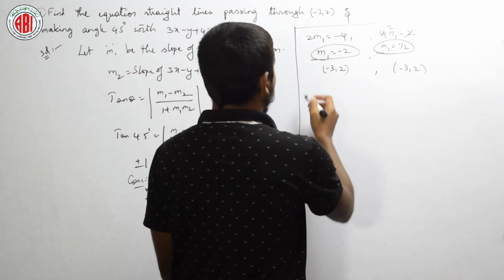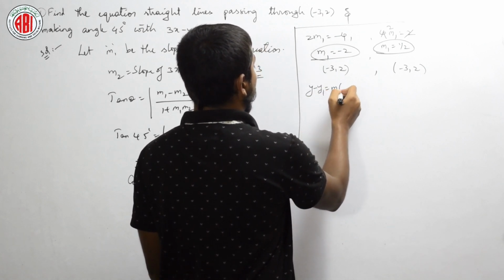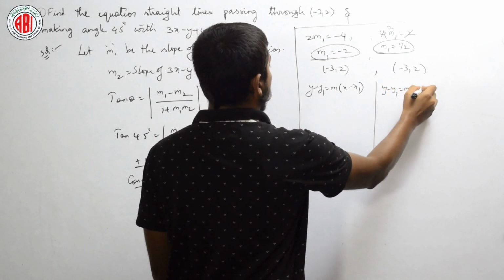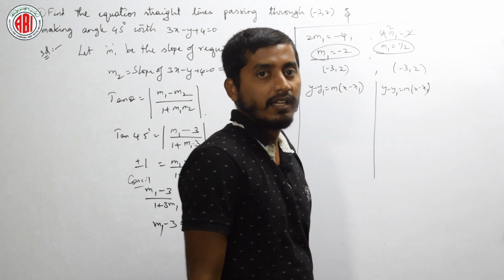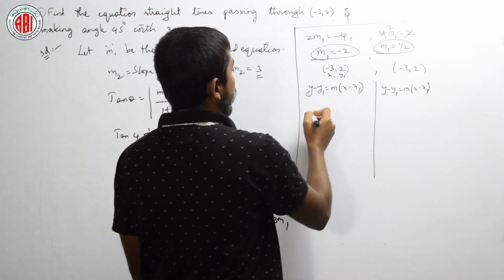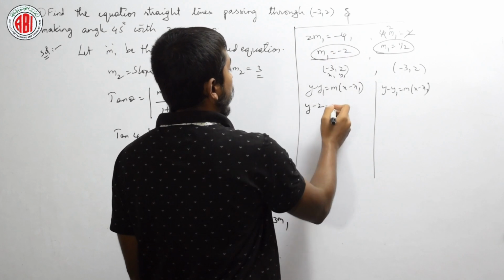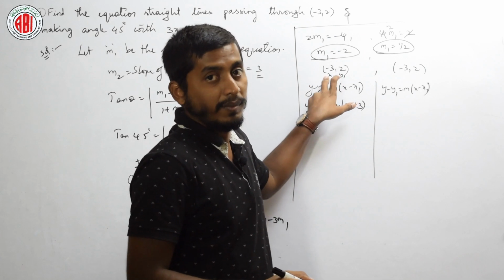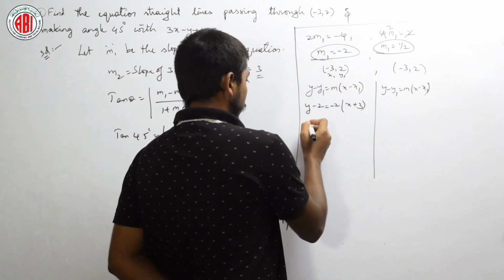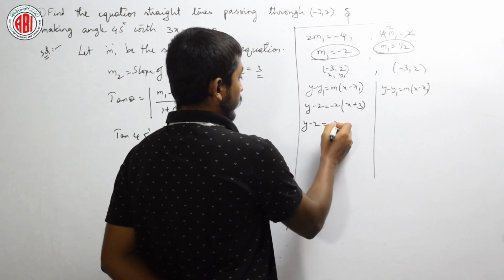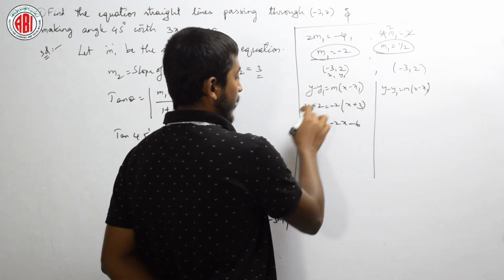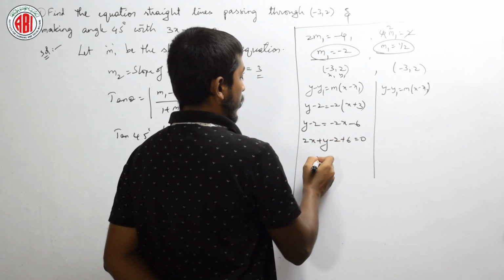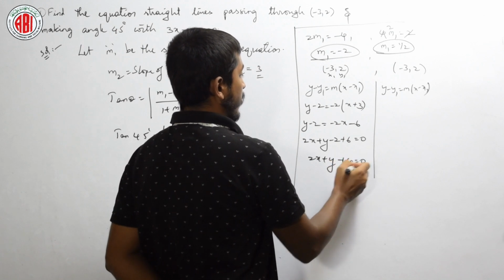Let us simplify that. y minus y1 is equal to m into x minus x1. Here also y minus y1 equals m into x minus x1. Is it clear? Let us substitute this. This is x1, this is y1. y minus 2 is equal to minus 2 into x plus 3, here it is minus of minus 3, that becomes plus 3. y minus 2 is equal to minus 2x minus 6. Bring this 2x to this side: 2x plus y minus 2 plus 6 equals 0, that is 2x plus y plus 4 is equal to 0.